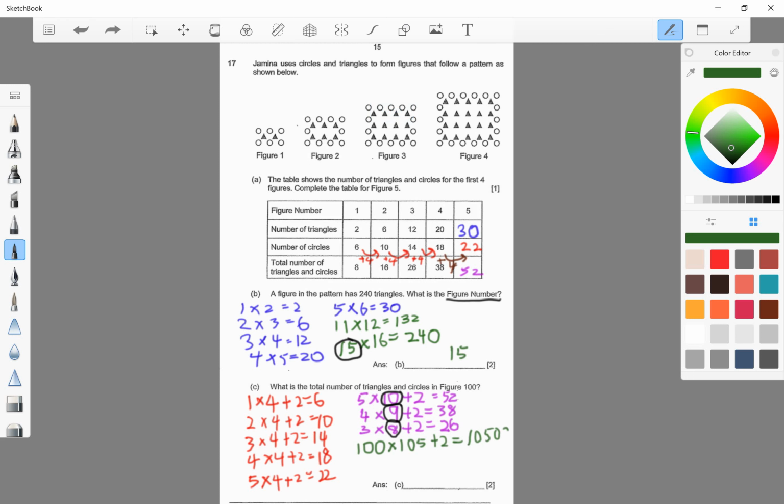In any case, if we are not able to find the formula for the total, no worries. We can actually use the number of triangles, add the number of circles, and that will also give us the same answer. Okay, like how I did it in the table.